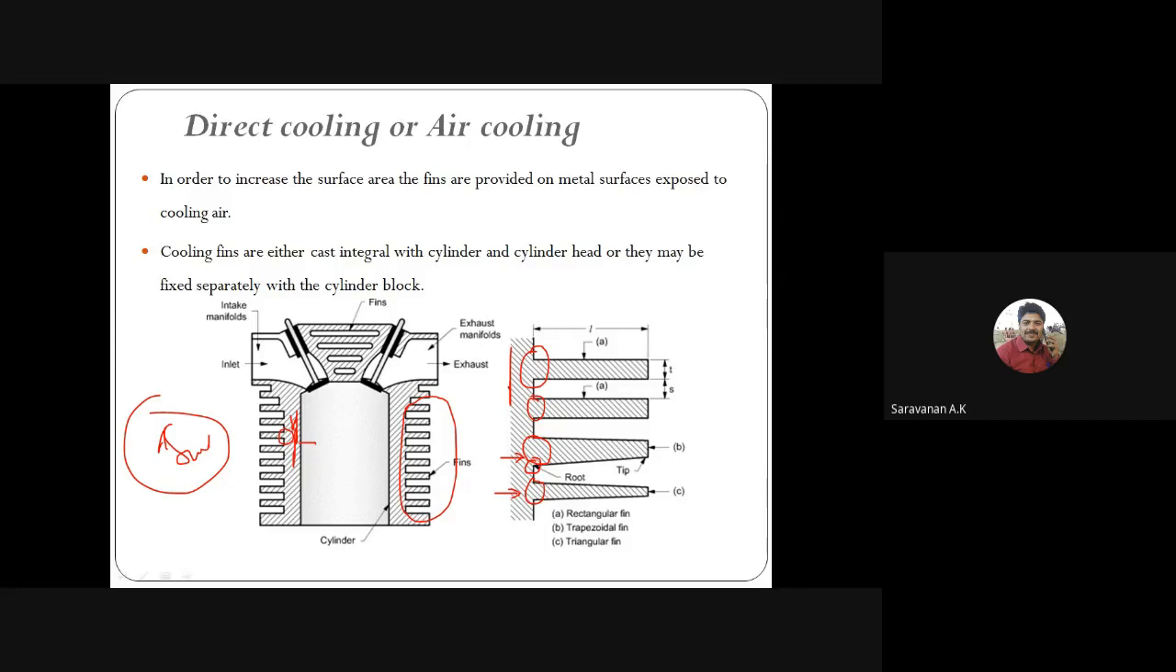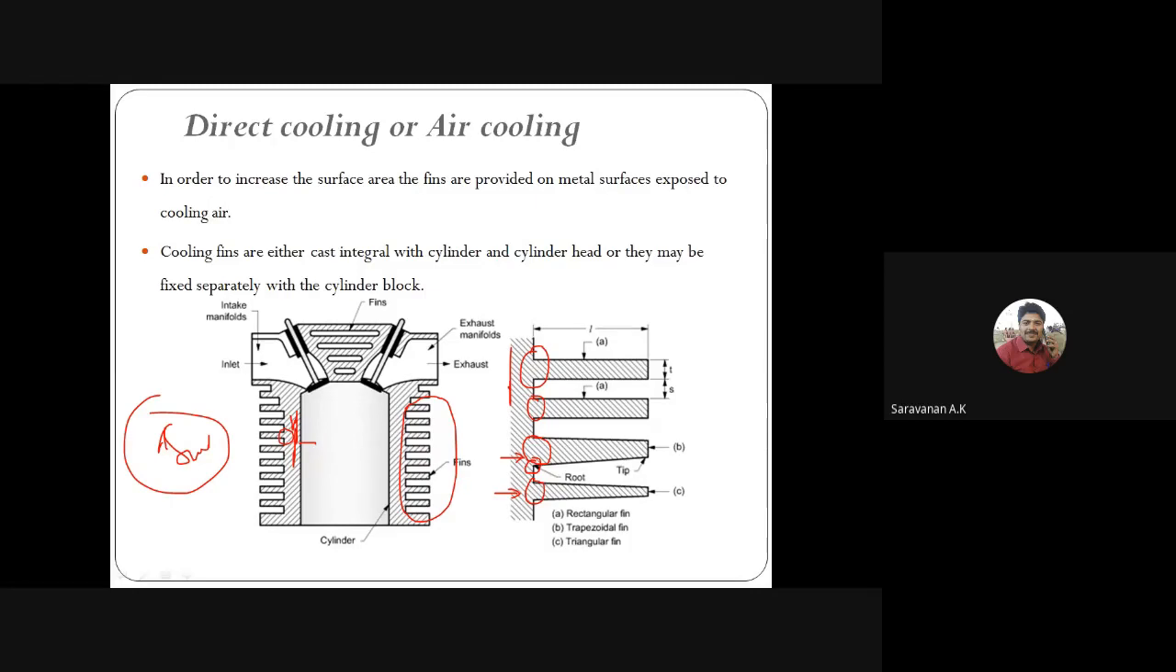At the tip, you can see in your bike how the fins will be there. For the fin, it will be cast to the engine, so there the surface area will be more. At the tip, you can see the area will be reduced. Why? Because it will reduce the quantity of the heat flow at this point.